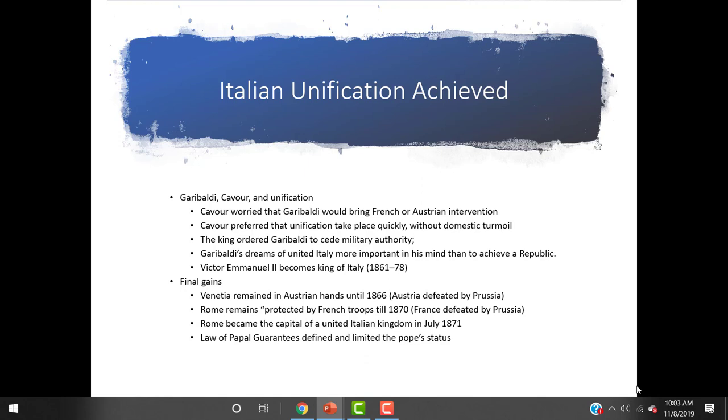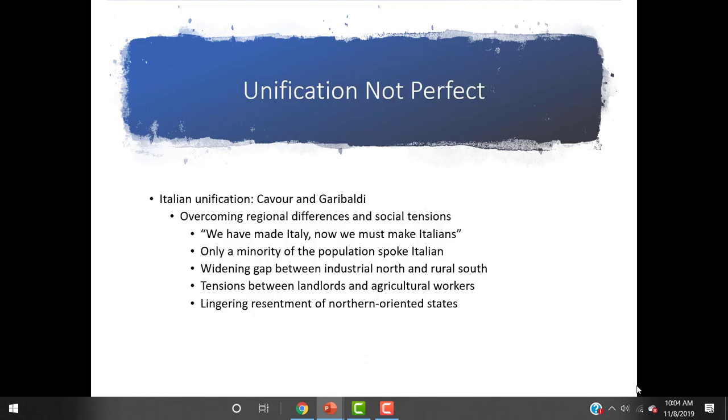Venetia remained in Austria's hands until 1866, when Austria was defeated by Prussia. I'm sorry, Austria wasn't defeated by Prussia. Prussia defeated Austria. I still didn't say it right, did I? Austria won that little conflict. Rome remains protected by French troops until 1870, when France is defeated by Prussia. Rome becomes the capital of a united Italian kingdom in July, and the Law of Papal Guarantees defined and limited the Pope's status. So Italian unification was regional and it had a lot of tensions.